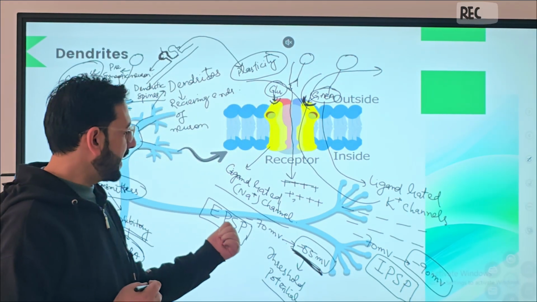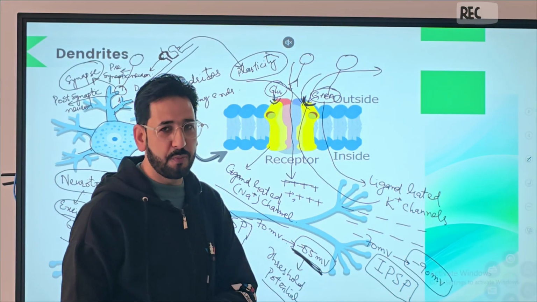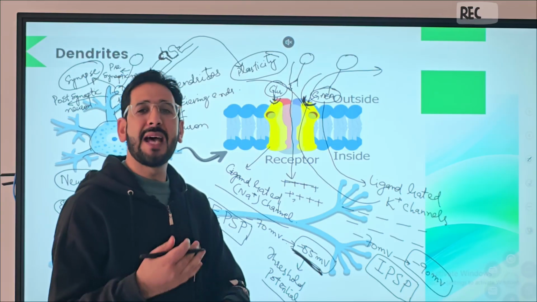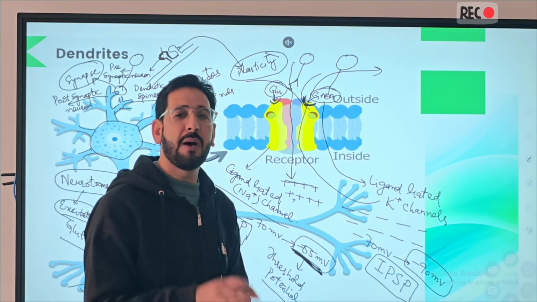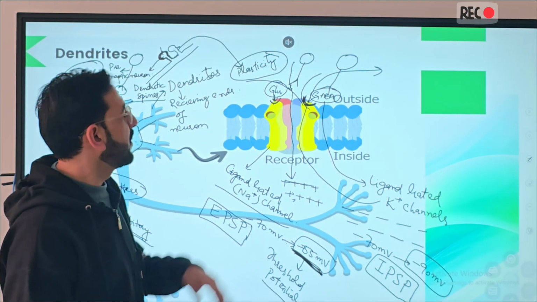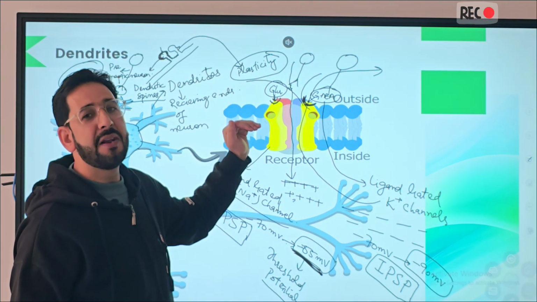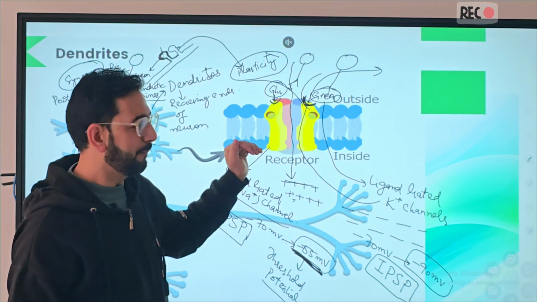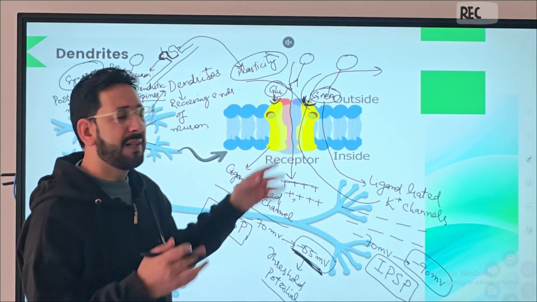So we have the EPSP, we have the IPSP. Both EPSP and IPSP are called graded potentials. These graded potentials either excite the neuron by generating the EPSP, or inhibit the neuron by generating the IPSP, that is inhibitory postsynaptic potential. That is the role of dendrites, how they receive the information and how the neurotransmitter is exciting or inhibiting this neuron.